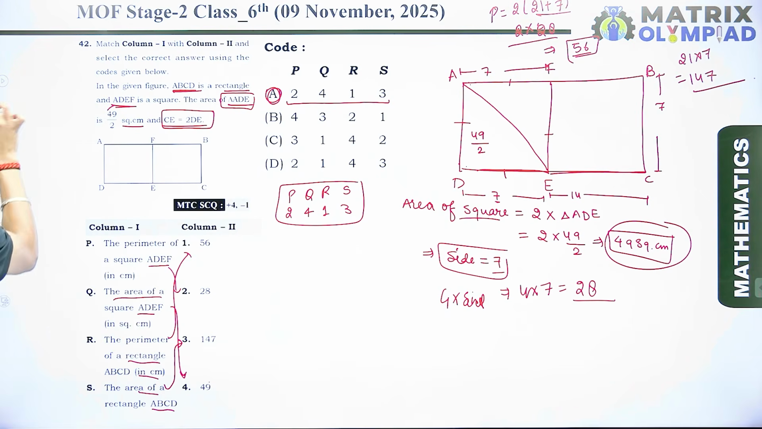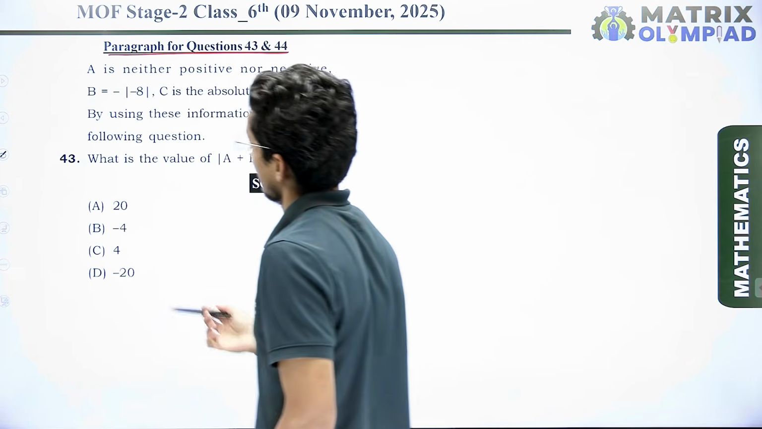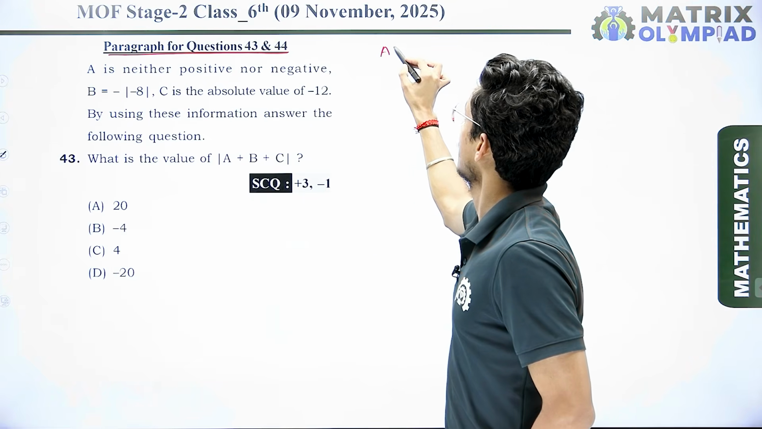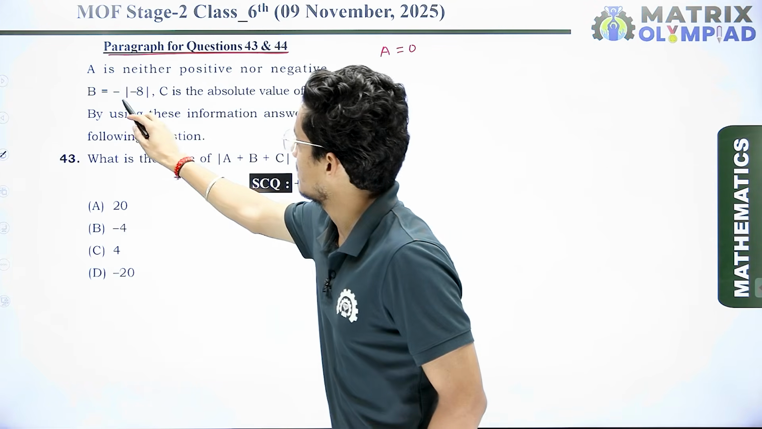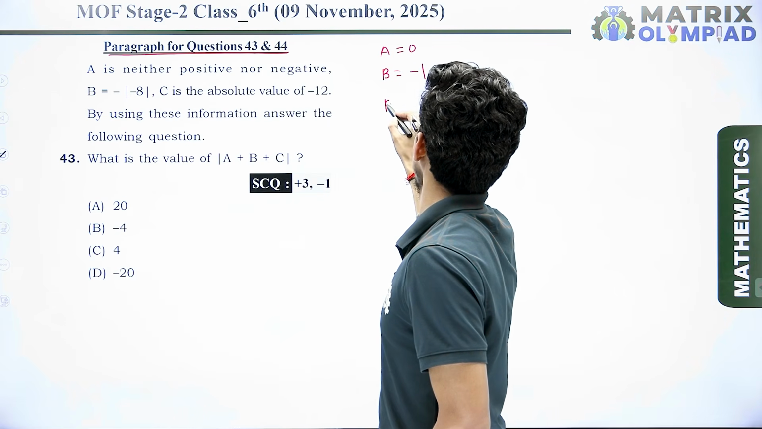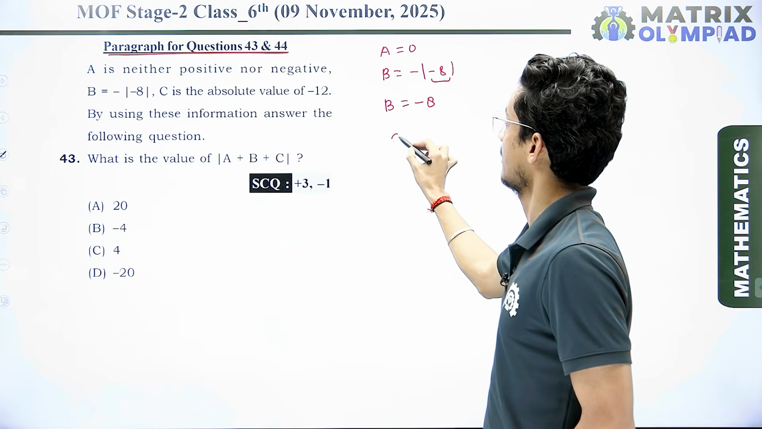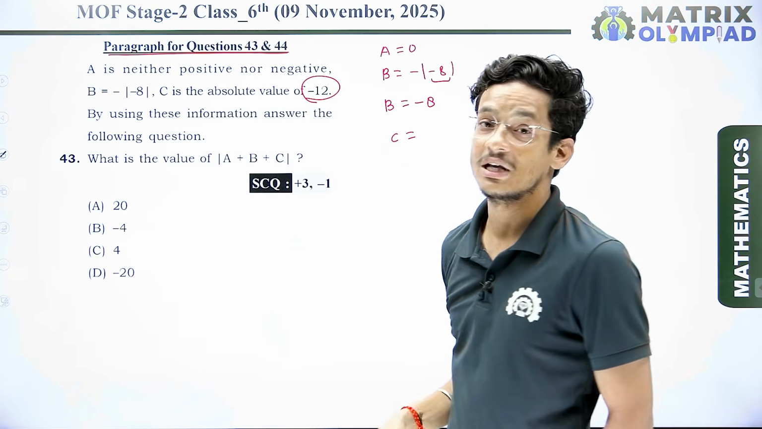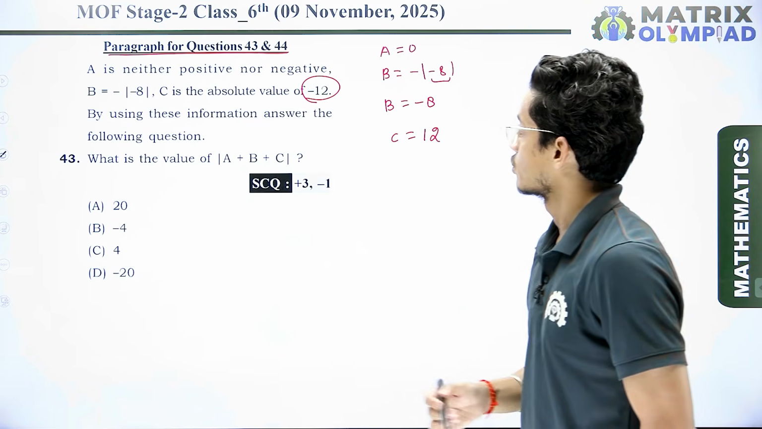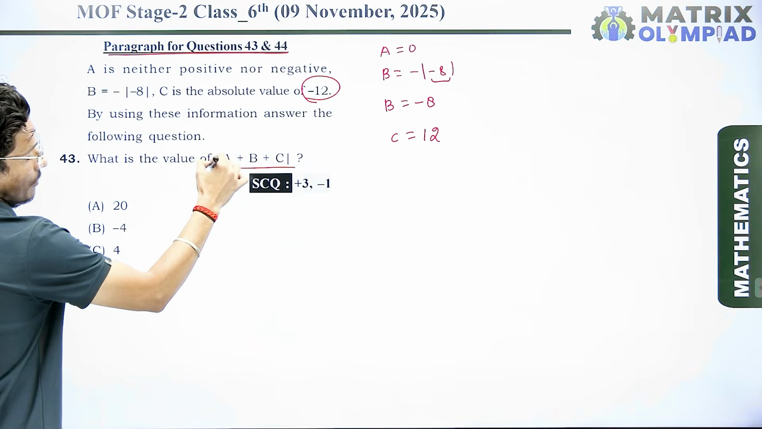Okay. So now if I talk about the next question, that is based on a paragraph, and the paragraph is: A is neither positive nor negative. So here we know the value of A is equal to 0, and B is minus mode of minus 8. So I can write B is equal to, the mode of minus 8 is 8, and here we get minus 8, and the value of C is the absolute value of minus 12, and we know the absolute value of minus 12 is 12. So now the first question, we have to find the value of mode of A plus B plus C.